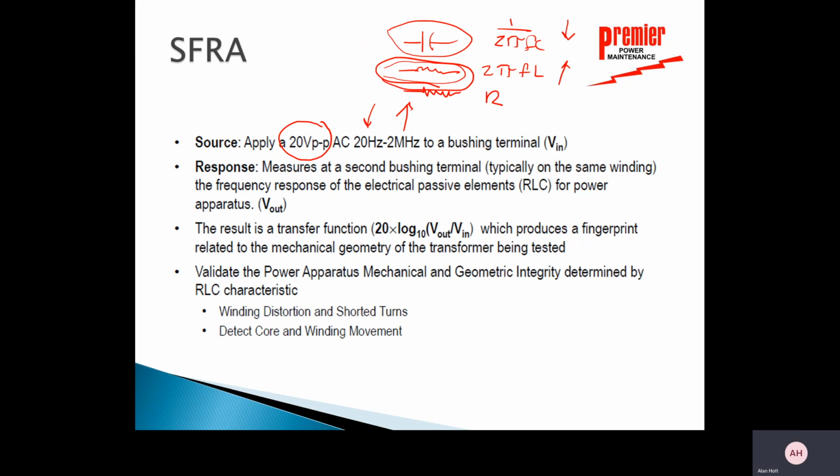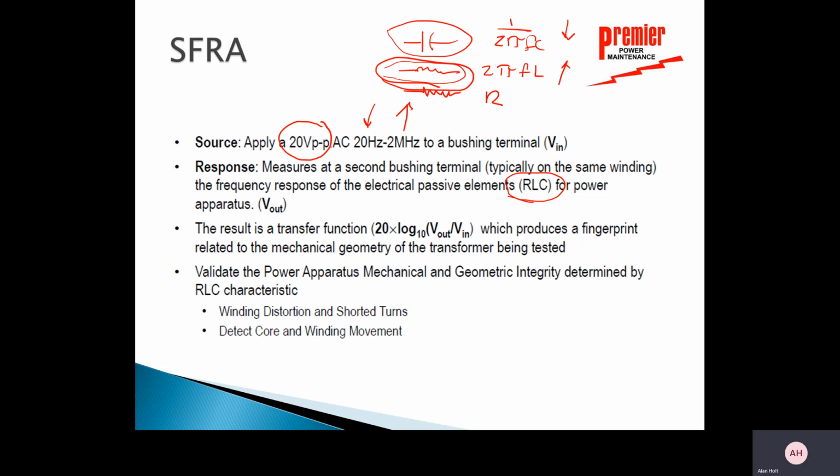So those are the kind of things we're going to be looking at, and we're going to be looking at those graphs. So the response is measured at a second bushing terminal. Typically, it's on the same winding. So for all the tests that we're going to do, we're going to be looking at a different bushing on the same winding, okay? So then we're going to be reviewing those resistive, inductive, and capacitive components throughout that one winding that we're passing through for the apparatus. And we're going to be comparing that with previous test data.